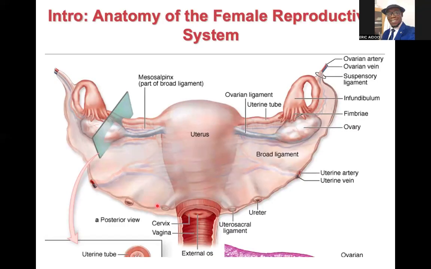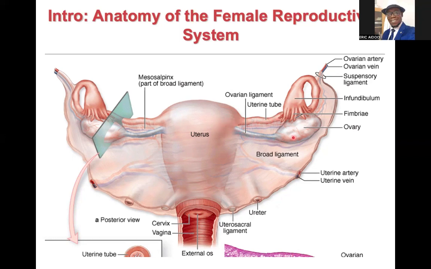So the gross anatomy of the female reproductive system will look like that. It's just like somebody who has stretched the upper limbs wide apart. Okay, so you have the fimbriae, infundibulum, you have the ampulla, then you have the rest of the fallopian tube where you have the isthmus and the intramural portion as well. So that's the uterine tube.